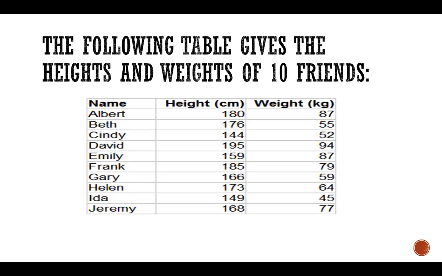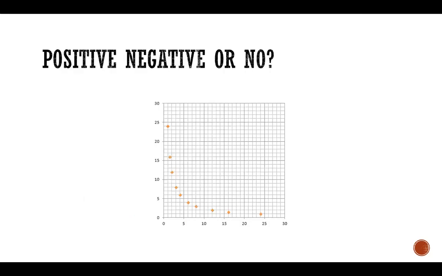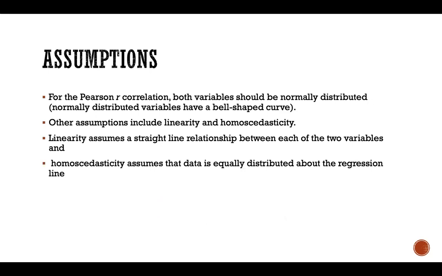This table gives the heights and weights of 10 friends. You can practice this question by first plotting a scatter plot, and then tell me whether this is a positive, negative, or no relationship at all. We can see that when x values are increasing, y values are decreasing, so it shows a negative trend. And the relationship is not linear, so it is a non-linear relationship, right? That is how we can read the scatter plot after plotting it.